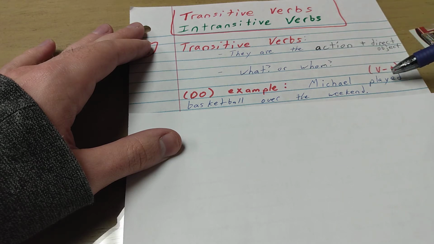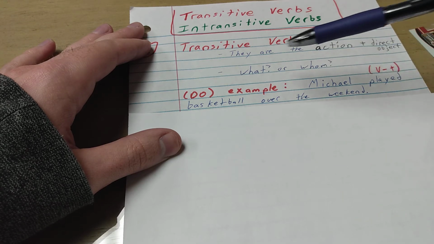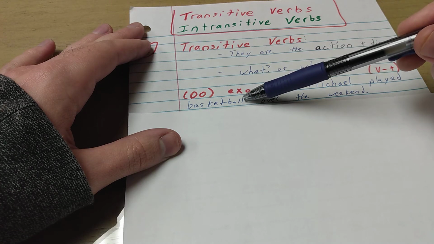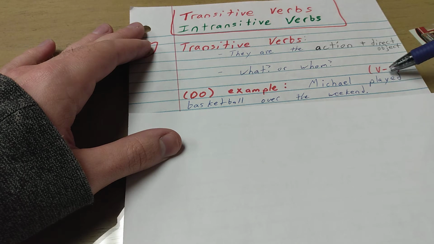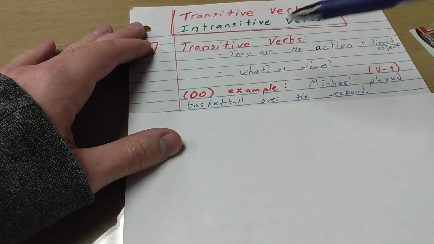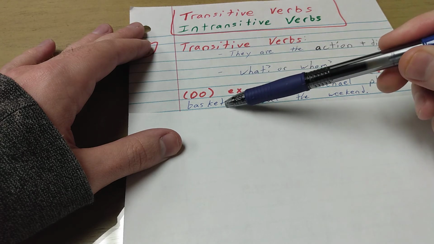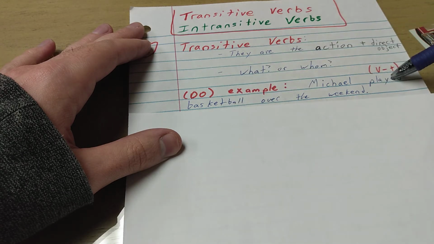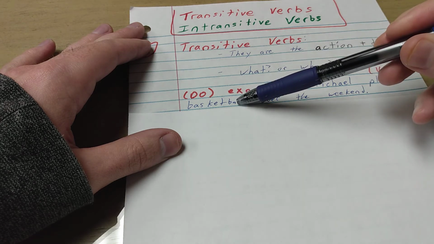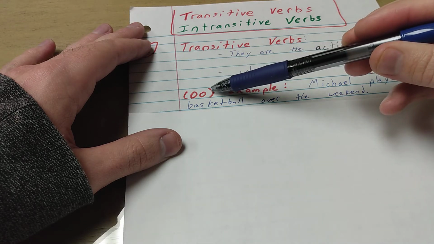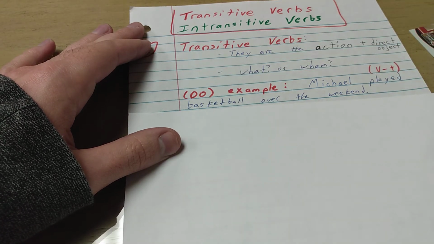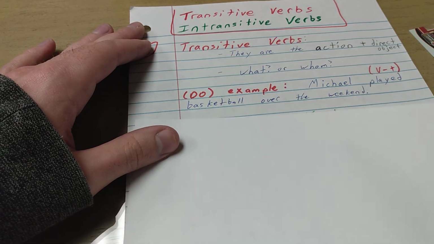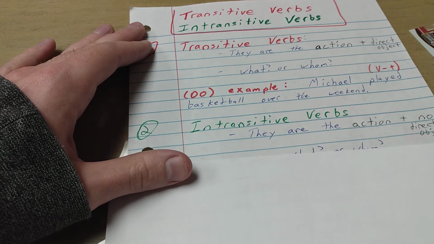So Michael played what? He played basketball, which therefore, if you have a transitive verb, you have to have a direct object, and the direct object would be basketball. He played what? He played basketball. Basketball would be the direct object, which is labeled as a DO. All right, so that's just a quick review.